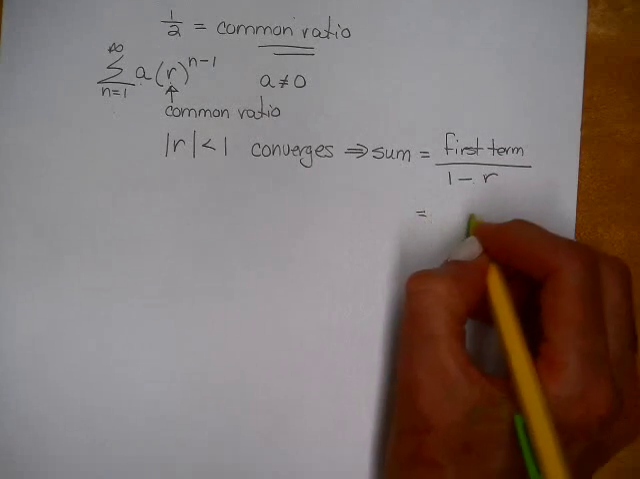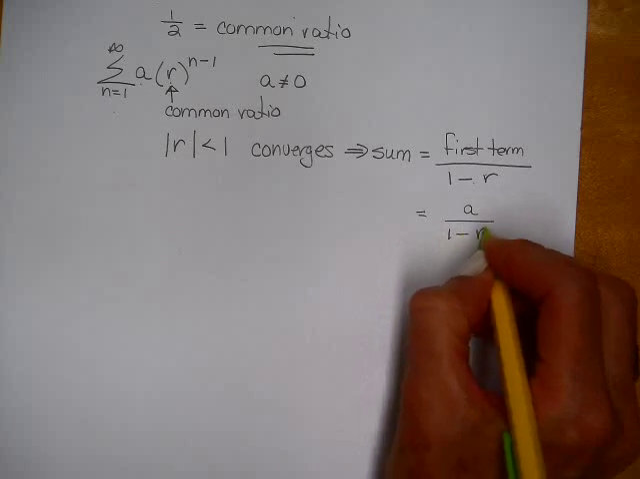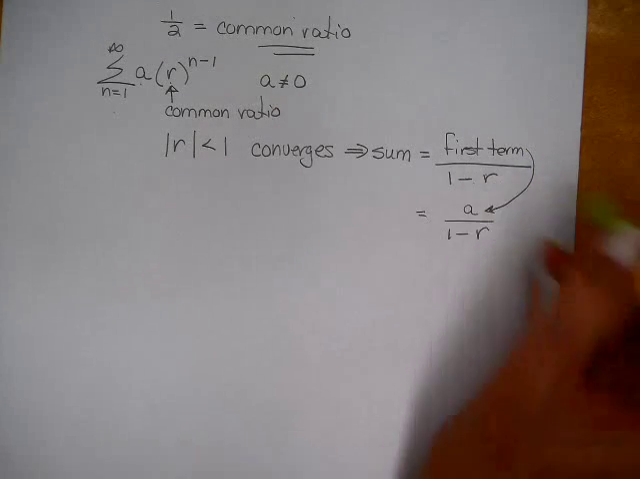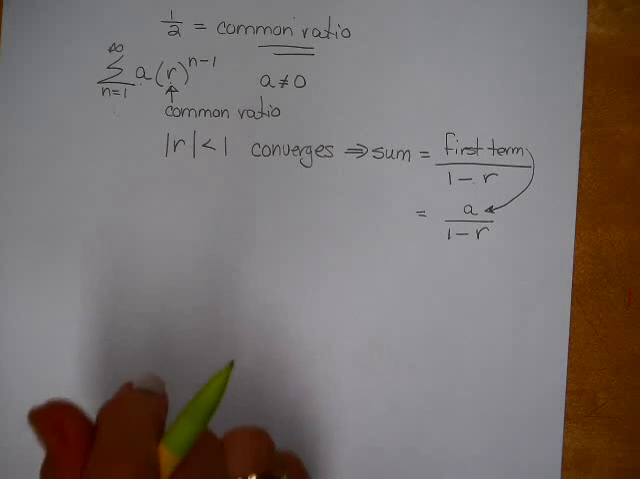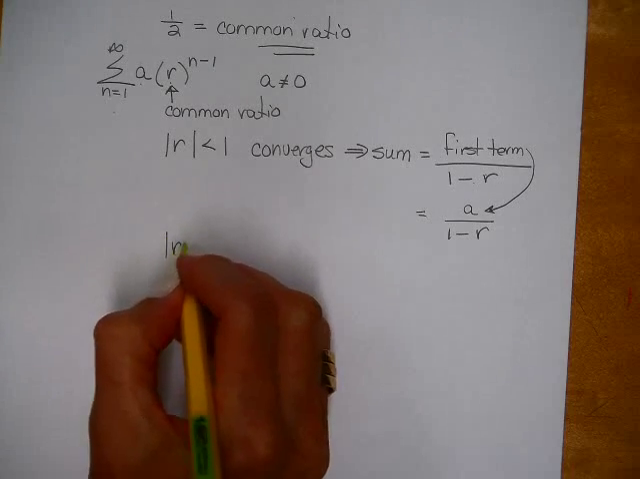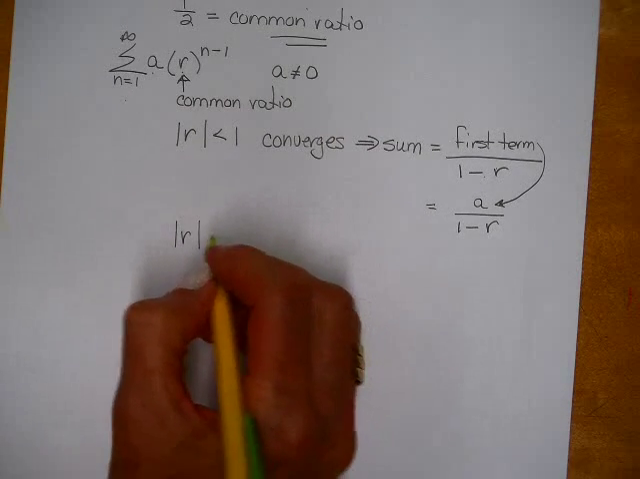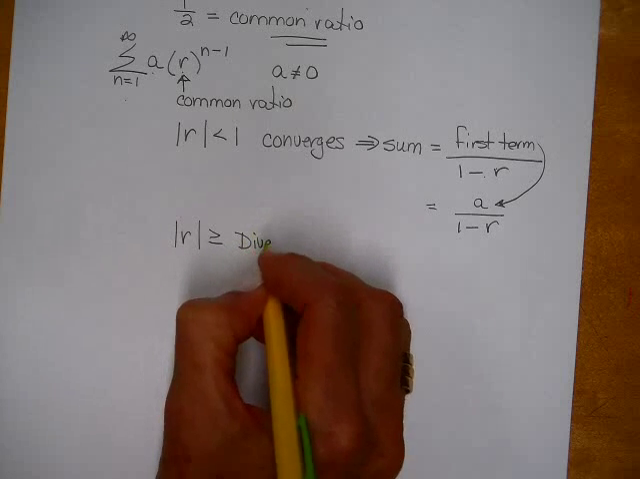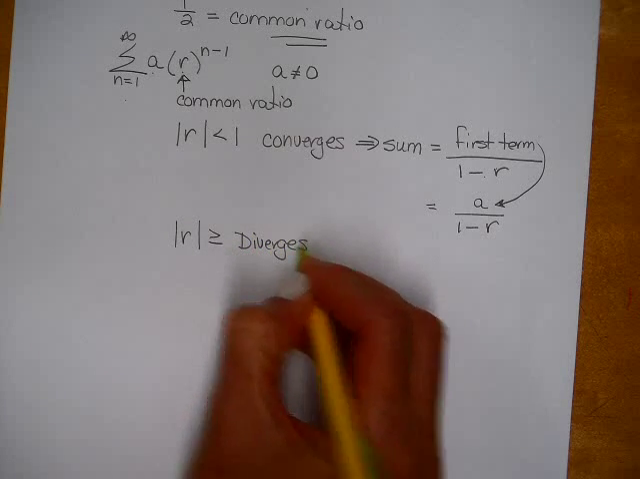Now the book writes this formula as A over 1 minus R. That's fine as long as you realize that A is the first term. If the absolute value of the common ratio is greater than or equal to 1, a geometric series diverges.